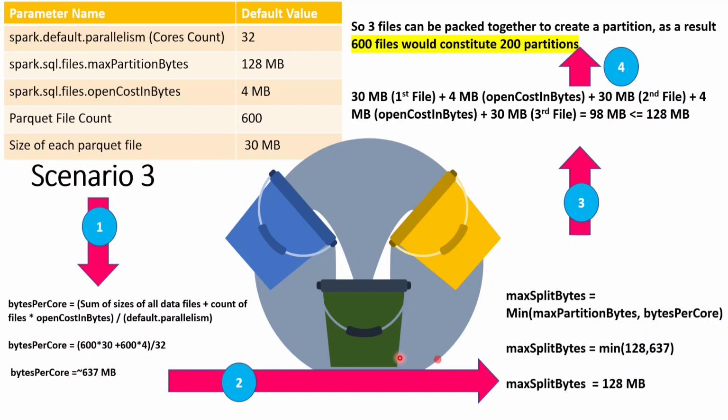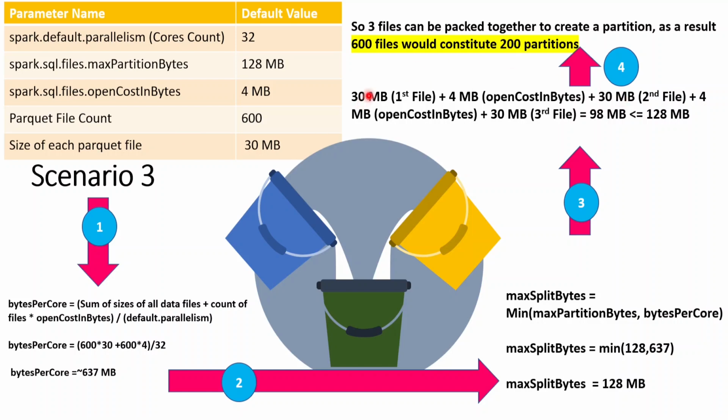Now Spark engine will calculate the maximum split bytes, that is nothing but the minimum of this max partition bytes and 637 megabytes bytes per core. So out of these two values, 128 megabytes is the minimum one. So it will consider 128 megabytes. Then Spark engine decides to go with partitions of maximum size 128 megabytes. In order to create the partitions, we are having Parquet files which are less in size. So it will start packing two files first.